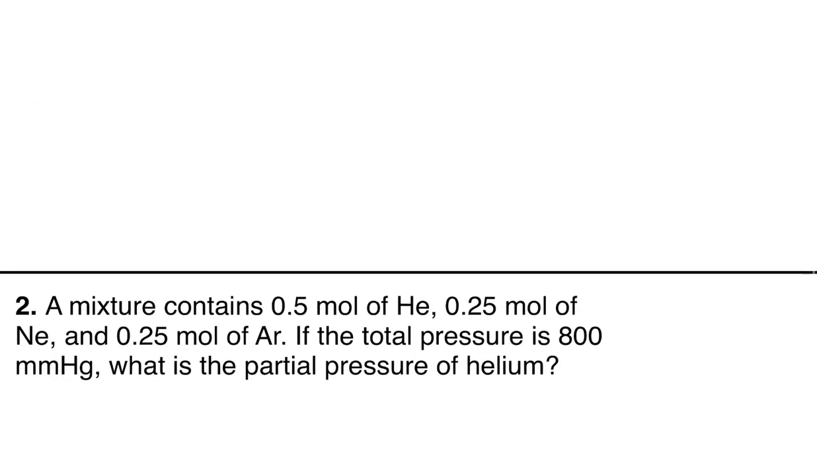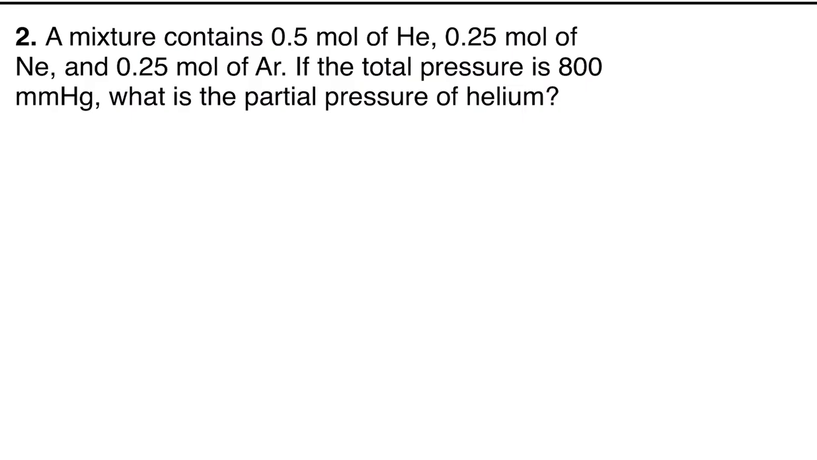Let's try another problem, a little bit different from this. A mixture contains 0.5 moles of helium, 0.25 moles of neon, and 0.25 moles of argon. If the total pressure is 800 millimeters of mercury, what is the partial pressure of helium? So for this equation, firstly, we're going to have to find the total moles, which is going to be 0.25 plus 0.25 plus 0.5, which is going to be equal to 1.00 moles.